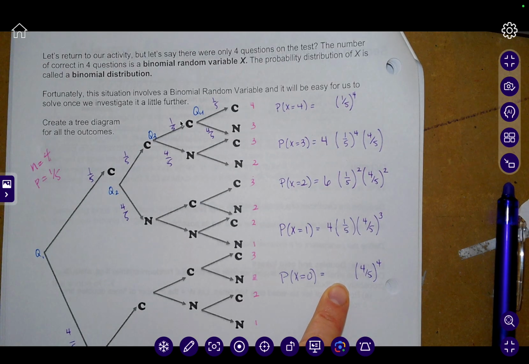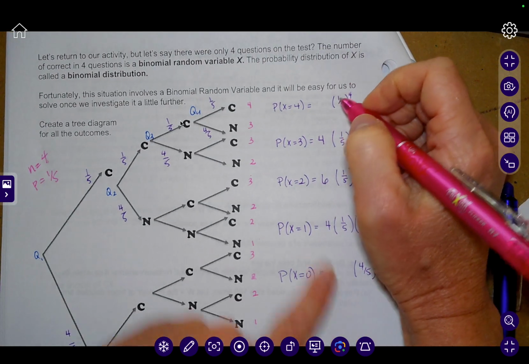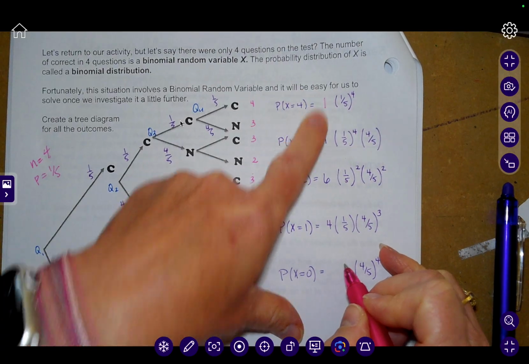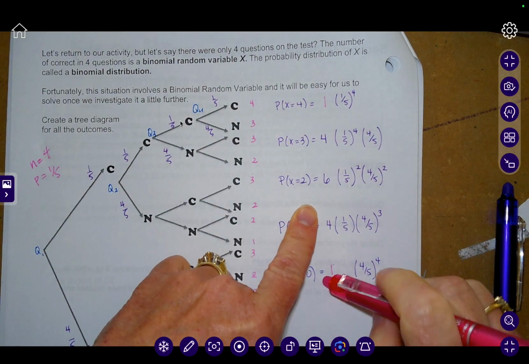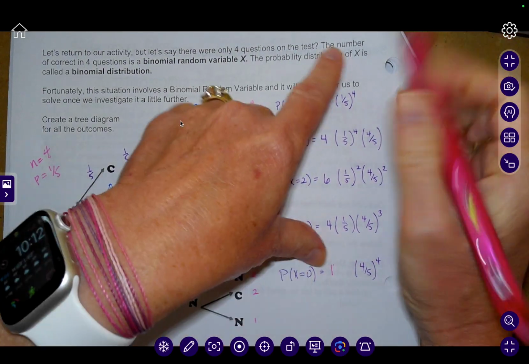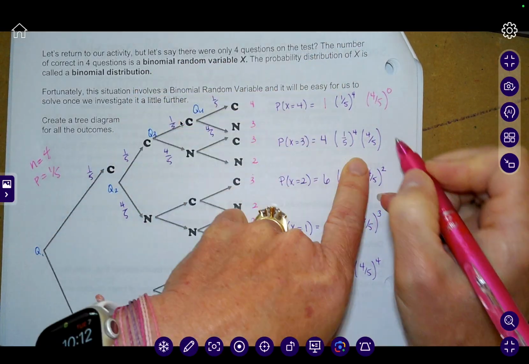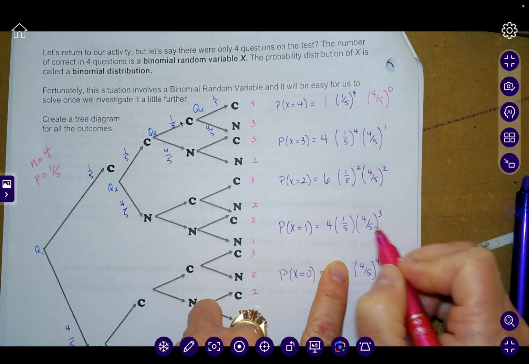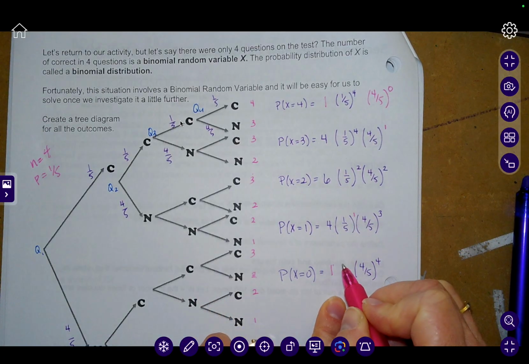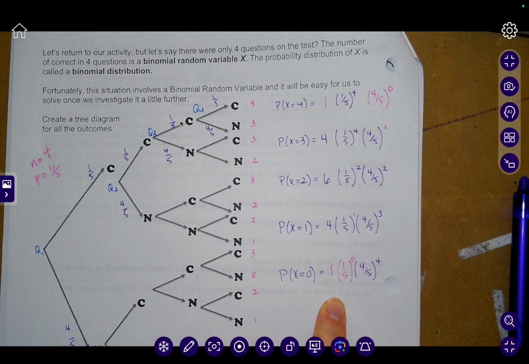All right, so again, I intentionally left that space there. I'm going to come back and fill it in. I'm going to put a 1 here because it only happened 1 time. I'm going to put a 1 down here. That's only happened 1 time. I'm going to put a 4/5 to the 0 here. I'm going to put a 1 here. I'm going to put a 1 here. And I'm going to put 1/5 to the 0 here.